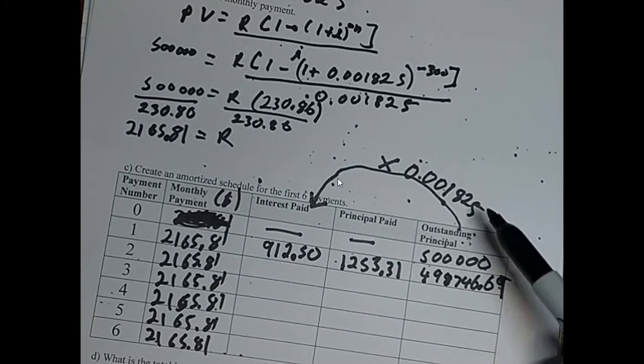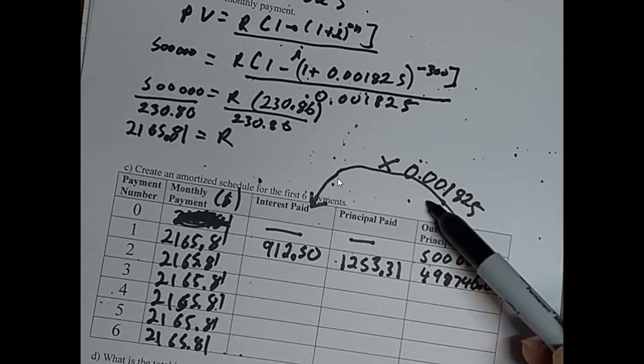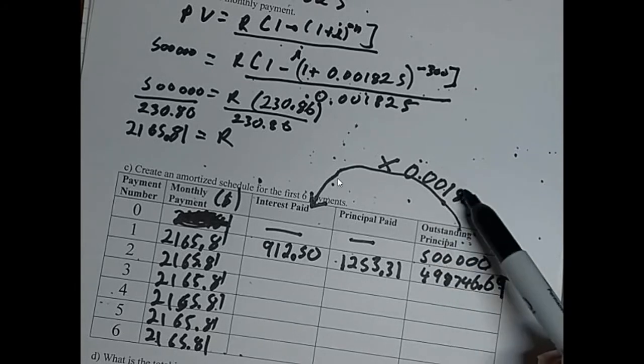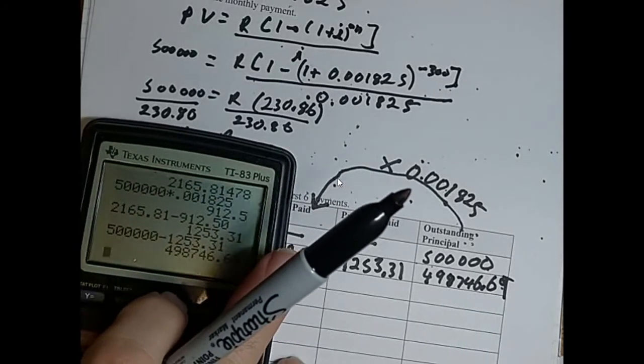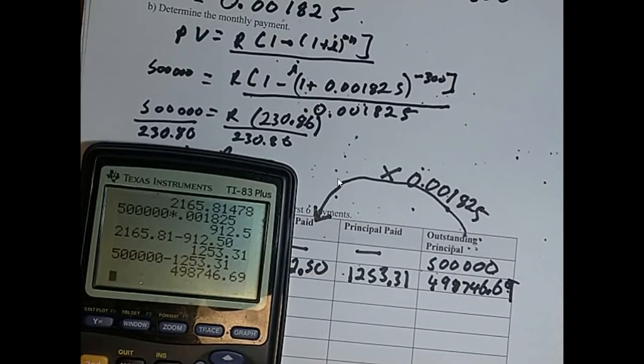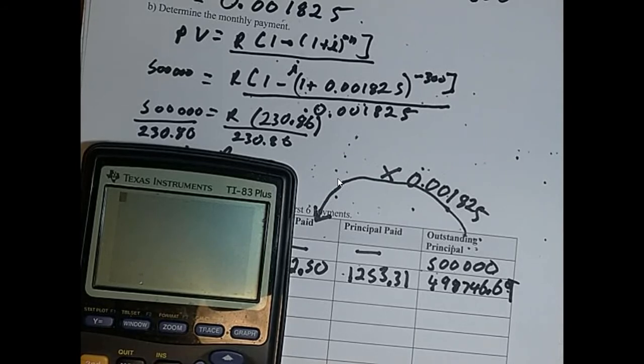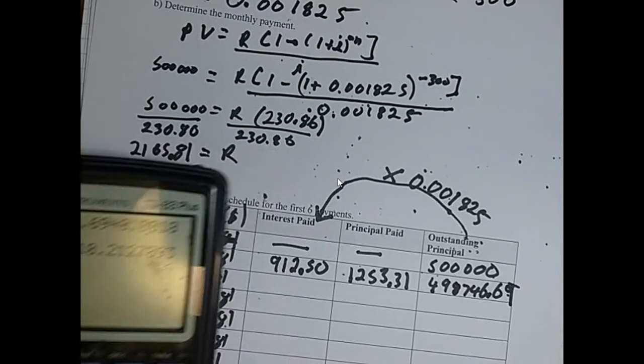We're going to take this number times 0.001825. So we're going to take this number multiplied by that. So we're going to take 498,746.69, and we're going to multiply it by 0.001825. And we're going to get 910.21.